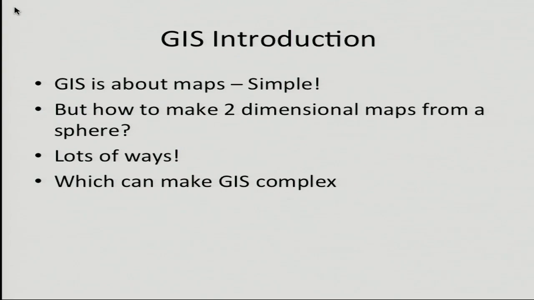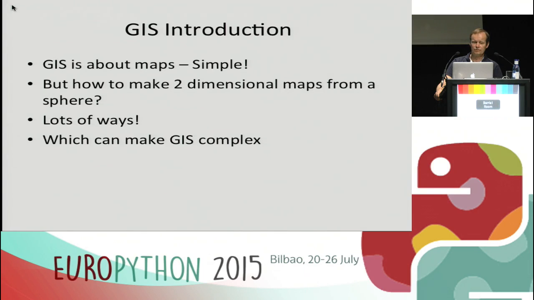So what is GIS? GIS stands for Geographical Information Systems, and it's all about maps. There you go. That's it. Simple. Well, not so fast, because we live on a sphere. Our Earth is spherical, and we would like our maps to be flat, two-dimensional. So how do you fit a sphere on a piece of paper? That's where all the nitty-gritty things come from in GIS: how to project the spherical things on our Earth into a two-dimensional map.